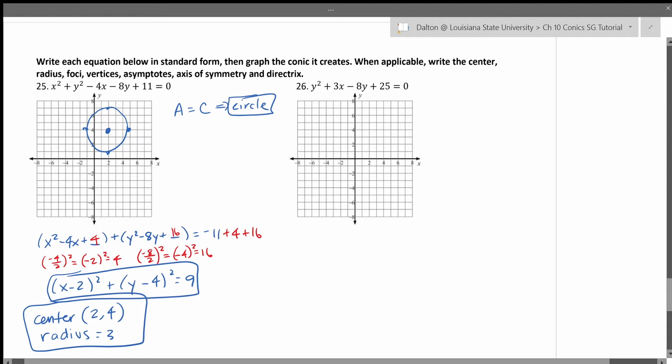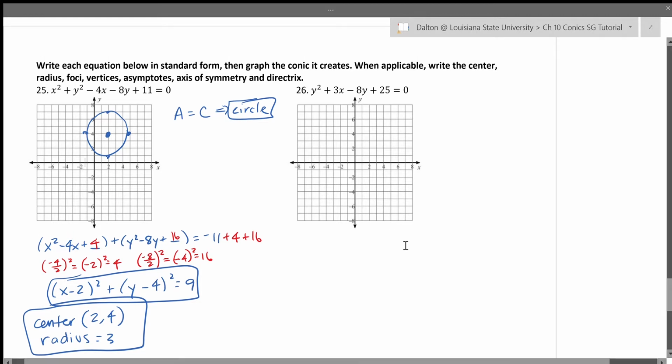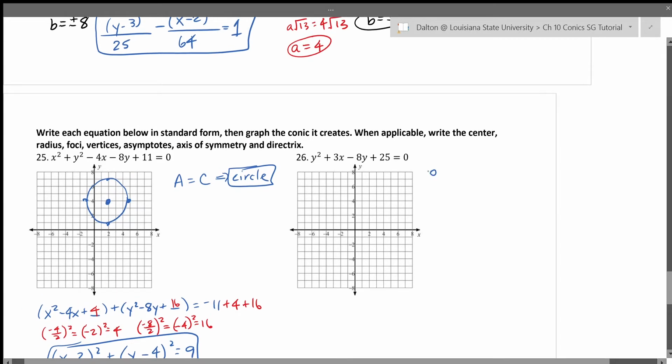So there's a circle. For number 26, this is not in standard form as it is, so I need to manipulate it to get it that way. Before I do so, though, I'm going to make note that there's only one squared term. So when we only have one squared term, that implies that this is going to make a parabola. So one squared term implies a parabola.